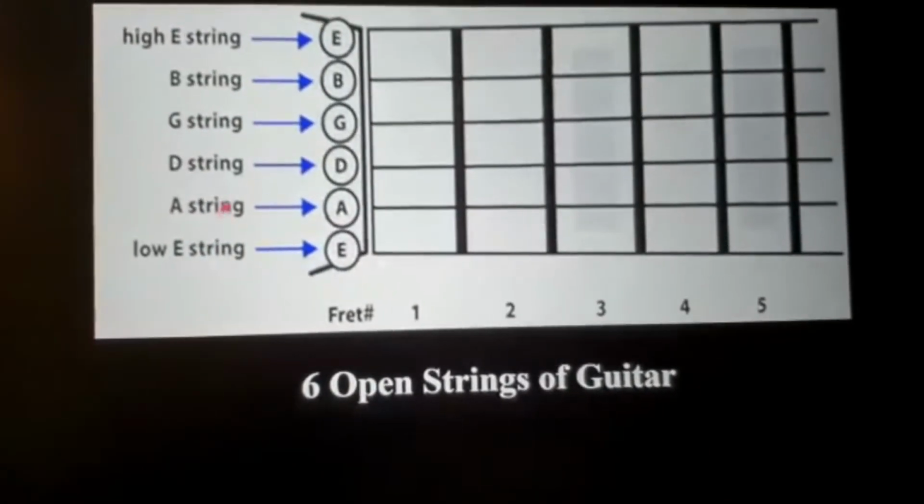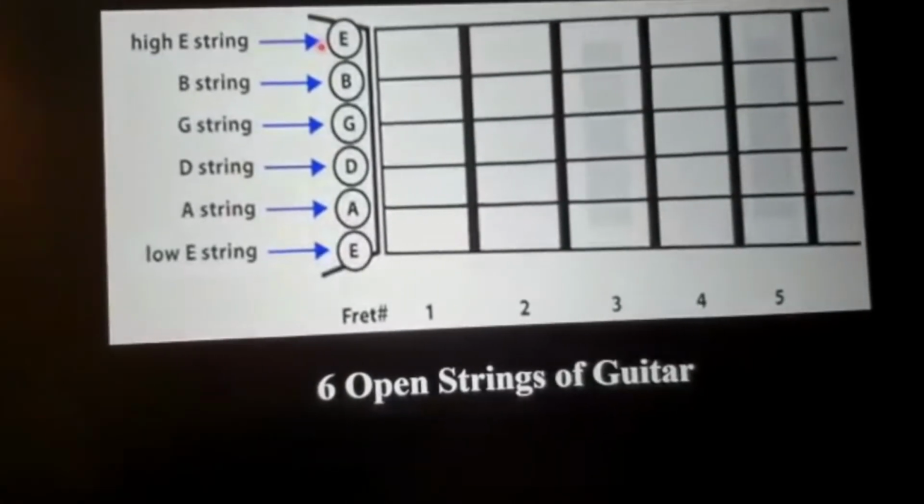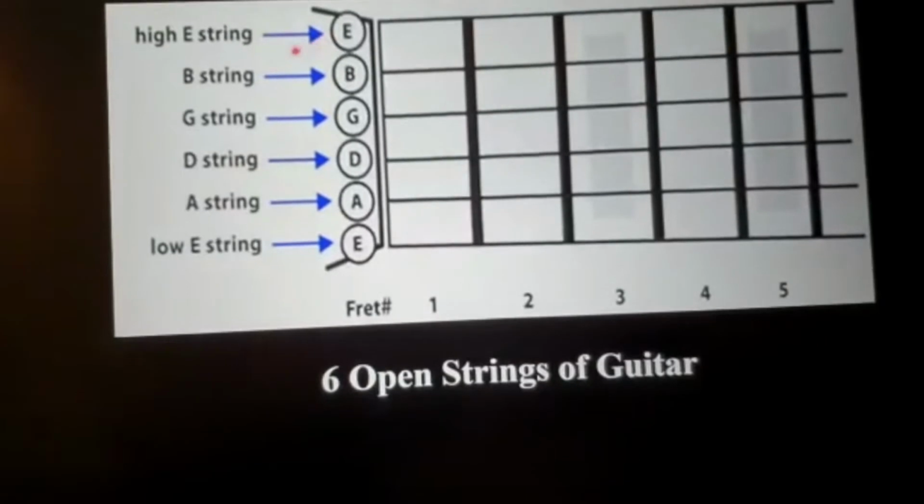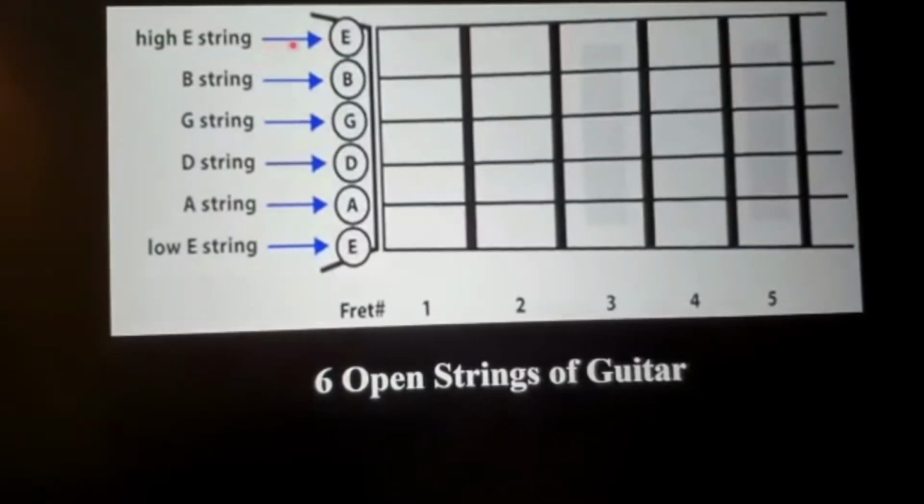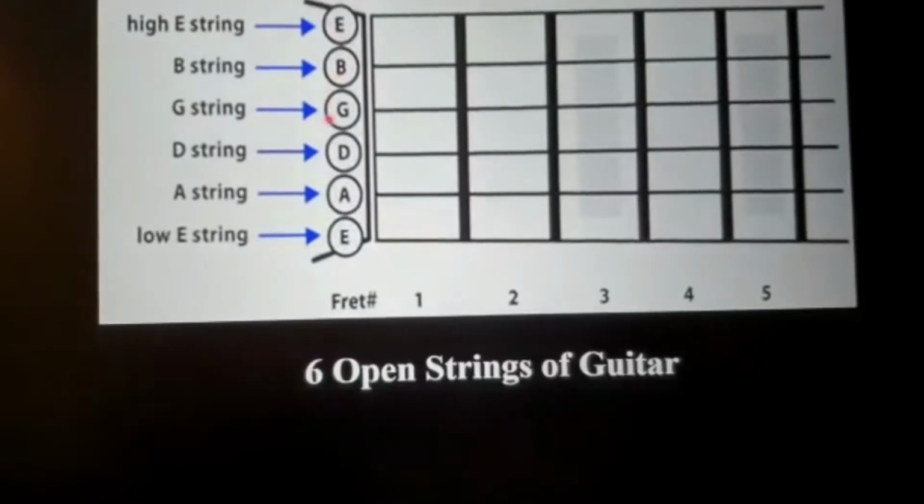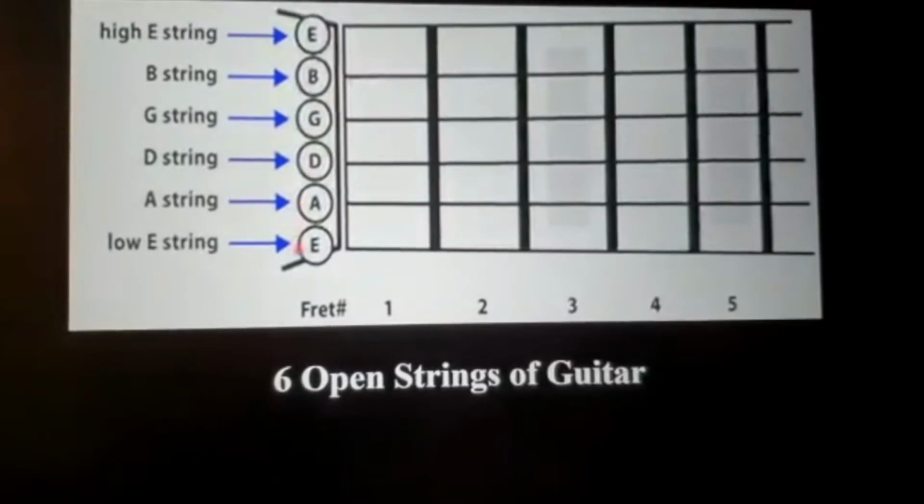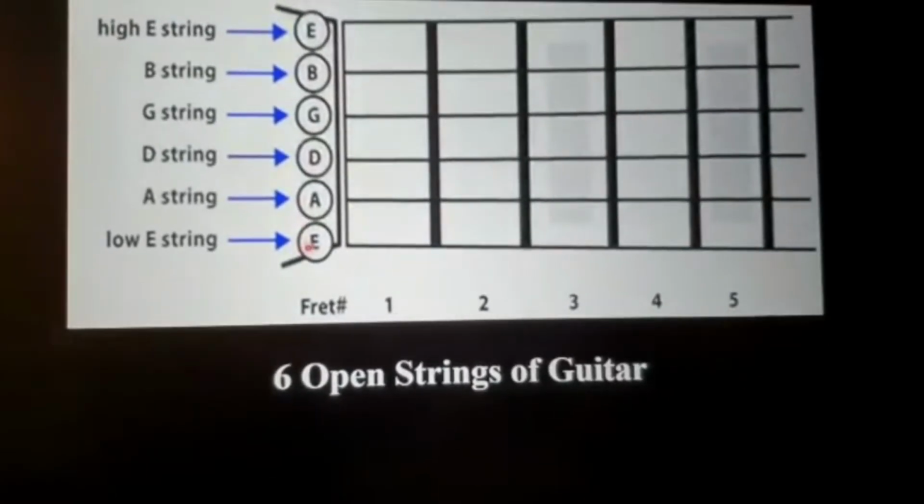If you cannot remember the letters for each of the strings, you can name them in numbers. The high string E, which is the thinnest, will be called 1. E is 1, B is 2, G is 3, D is 4, A is 5, and of course the thickest string, the last E, is number 6.